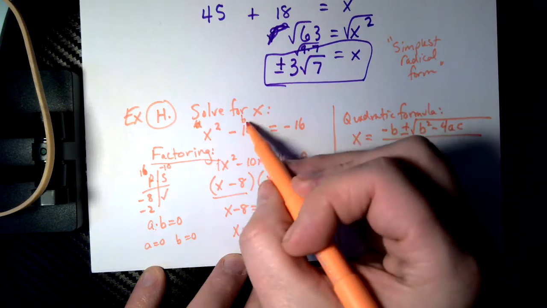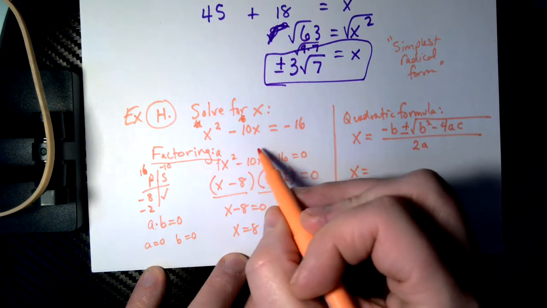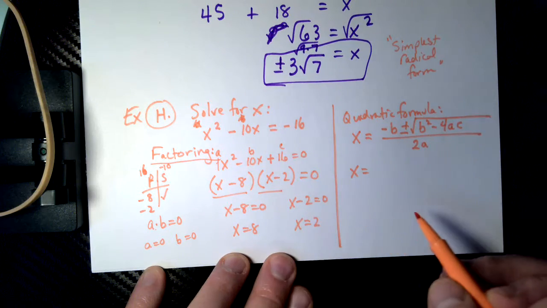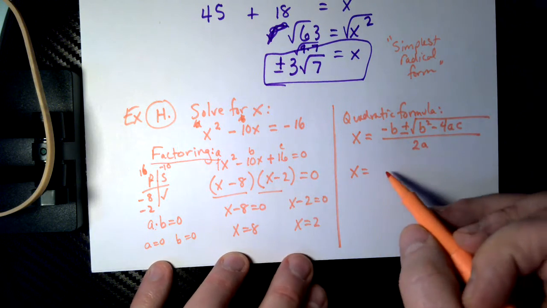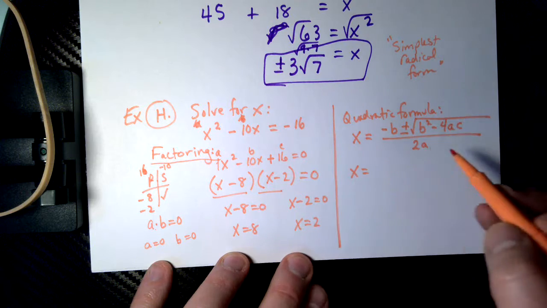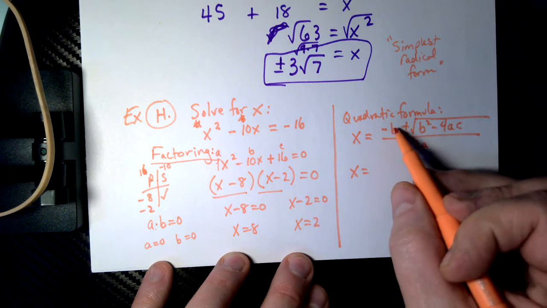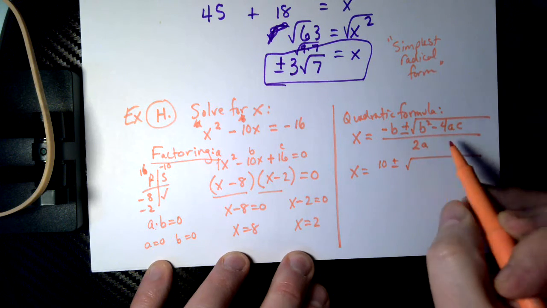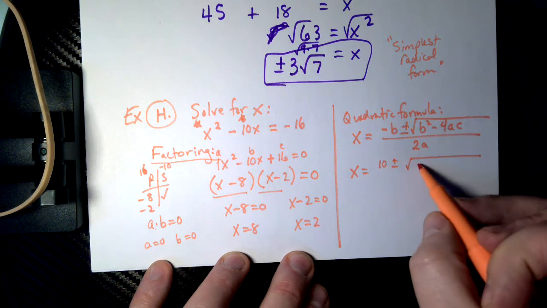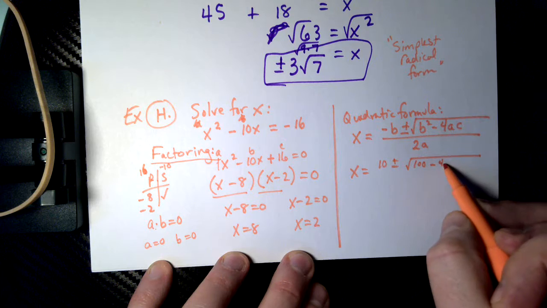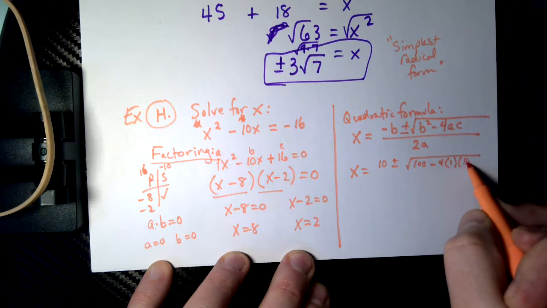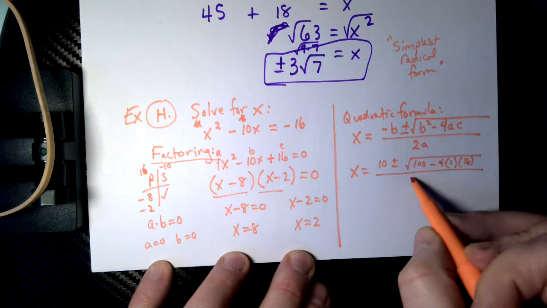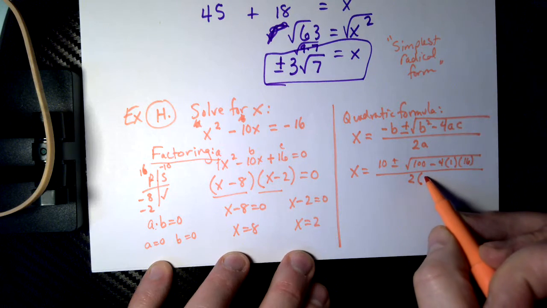Well, actually, you have to have it set equal to 0. So a, then b, and then c. So a is 1, b is negative 10, c is 16. So negative b means opposite of b. That's going to be 10 plus or minus the square root of negative 10 squared is 100 minus 4 times 1 times 16 divided by 2 times 1.